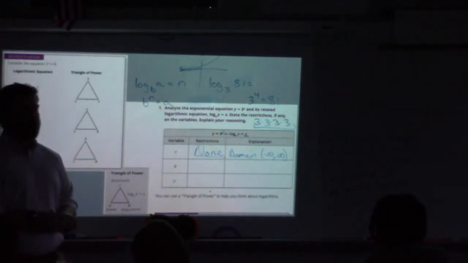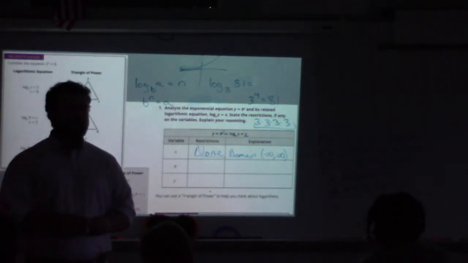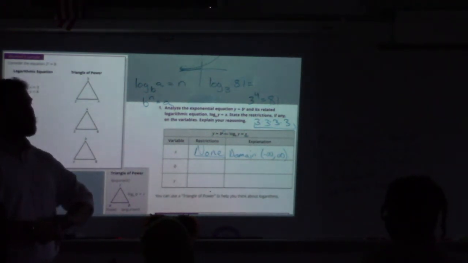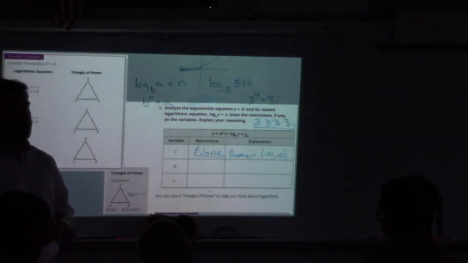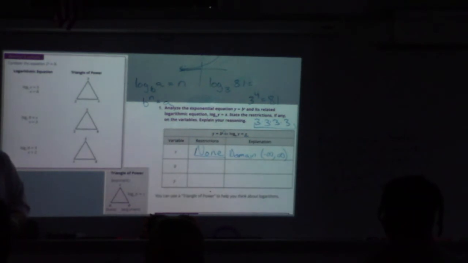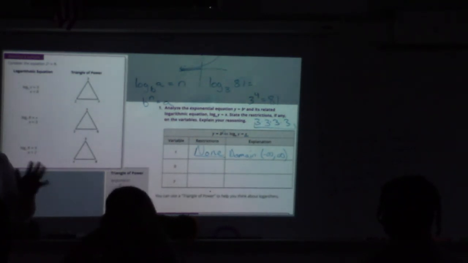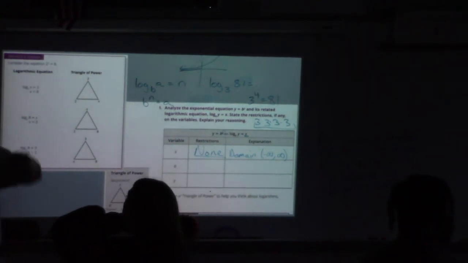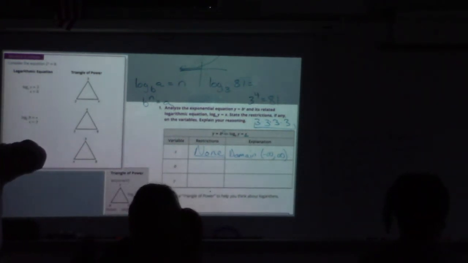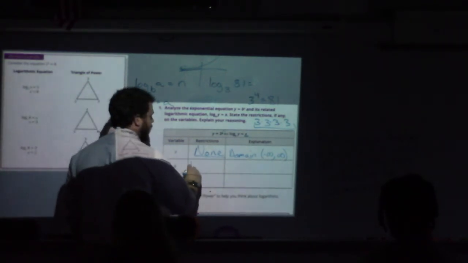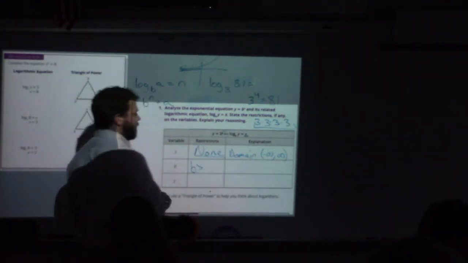Were there any restrictions on the base for exponential growths and decays? Were there any kind of numbers we could not have? I think it was a number less than 1, and it had to be 1. So remember, between 0 and 1 was an exponential decay. So it couldn't be negative. A negative or zero. Right, so the base has to be greater than what? 1.